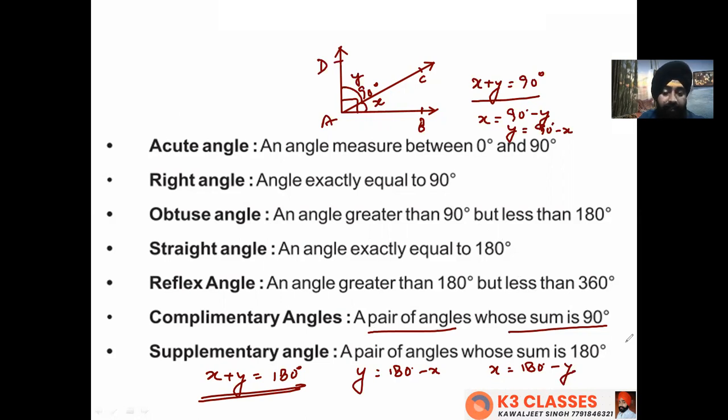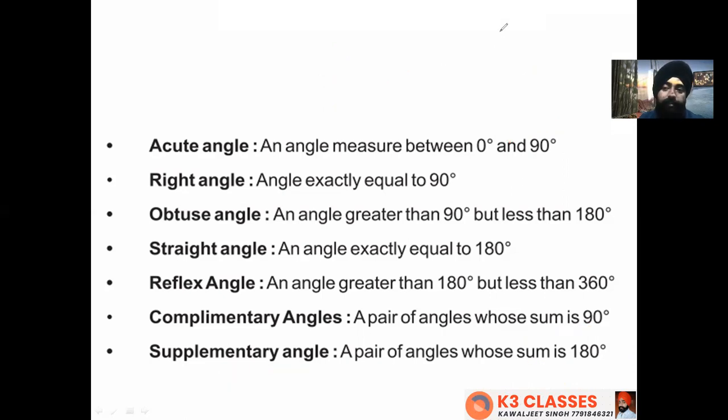So these kinds of pairs are known as complementary and supplementary, based on the sum of the pair of angles. If the sum of the pair of angles is 90°, then they are known as complementary. If the sum of the pair of angles is 180°, they are known as supplementary. Okay, so they are complementary and supplementary angles.